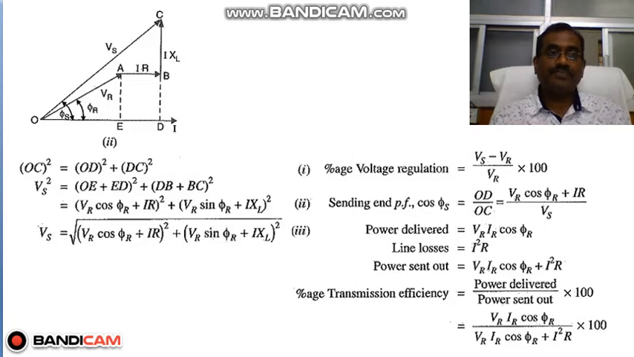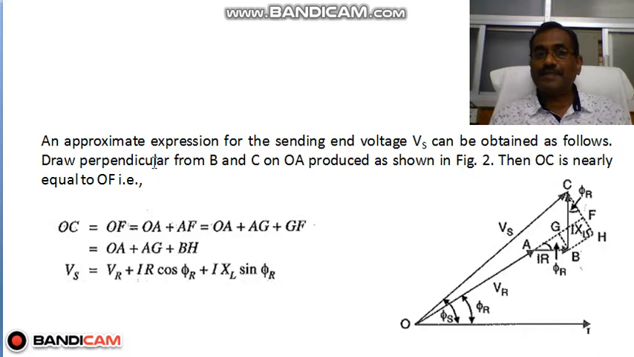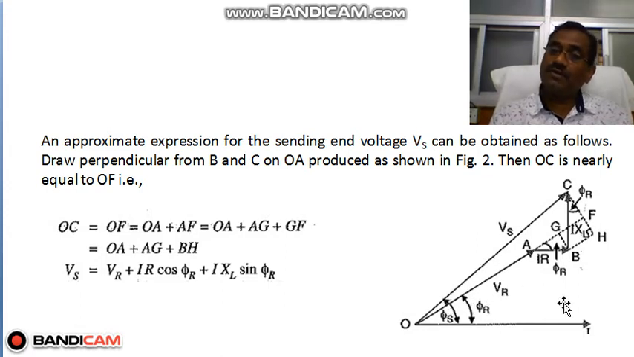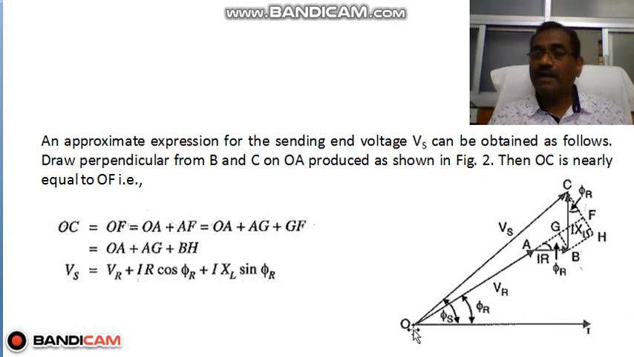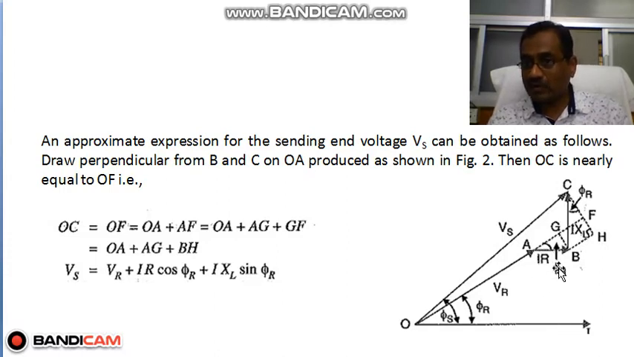But an approximate expression for the sending end voltage can also be derived with this vector diagram. See, I is taken as a reference, okay, and we are leading I by an angle phi r, and the current flows through the resistance. It creates a voltage drop I into R, which is in phase with the current. So I into R, and this is I into XL.